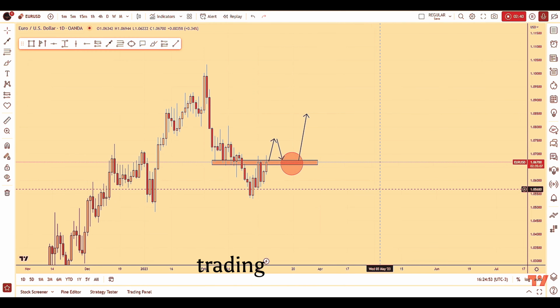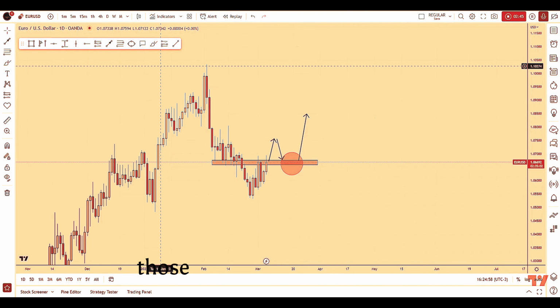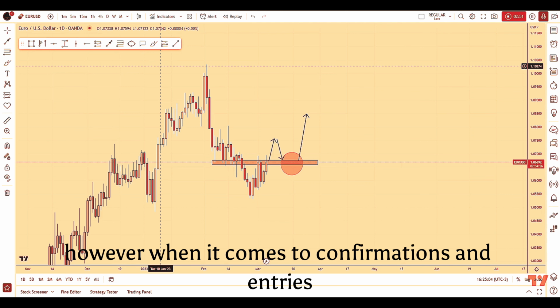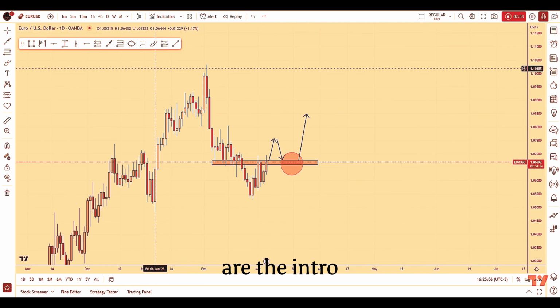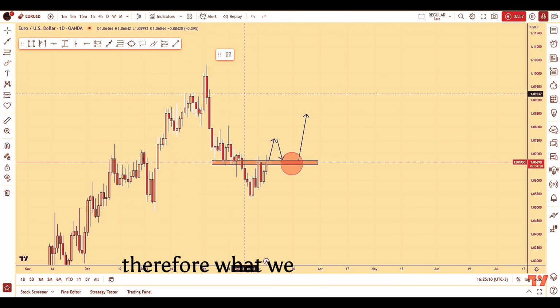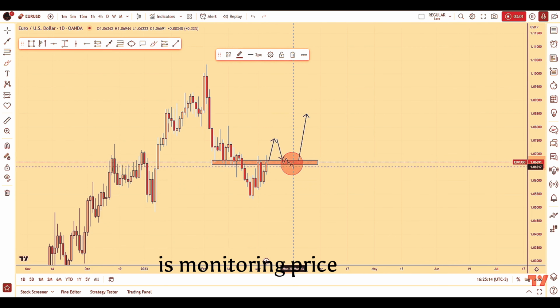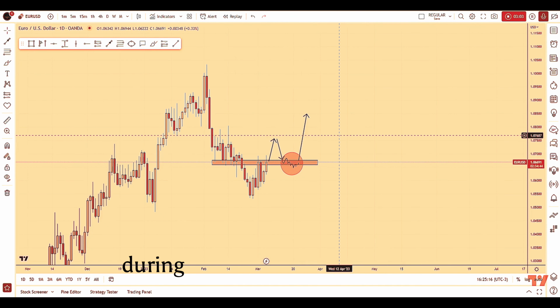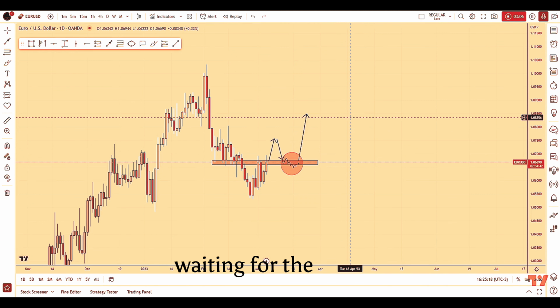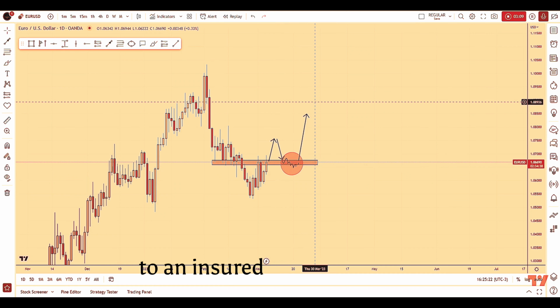Now, as usual, trading is reactive and not predictive. The monthly, weekly, and daily data, those are the best time frames from a directional perspective. However, when it comes to confirmations and entries, the best time frames are the intraday time frames, so 4 hour and lower. Therefore, what we could be doing potentially also with students, is monitoring price action from an intraday perspective during this move to the downside, waiting for the market to shift from an intraday bearish market as we would have to an intraday bullish market.